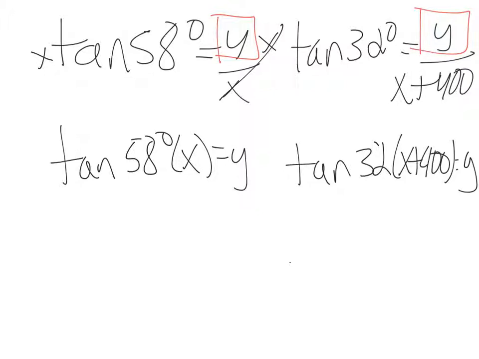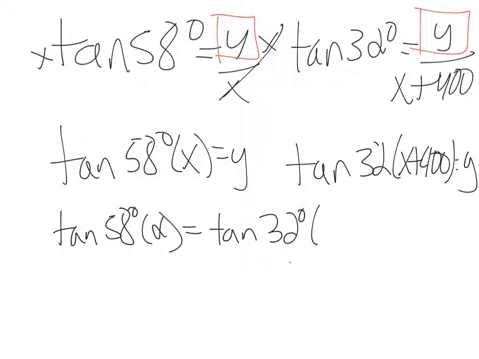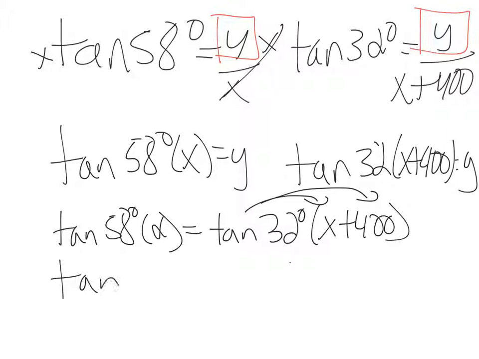Okay, now we're going to set them equal to each other. The tan of 58 degrees times x equals the tan of 32 degrees times x plus 400. Okay, I'm going to distribute this inside my brackets to eliminate that. So I get the tan of 58.